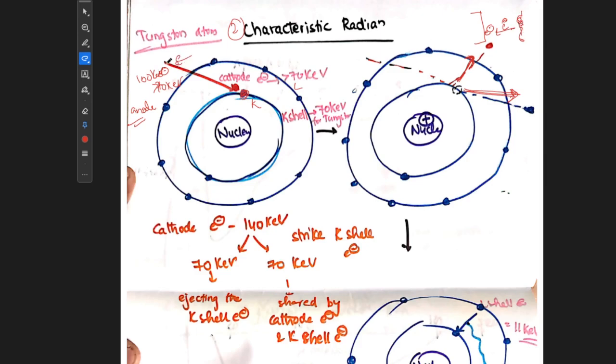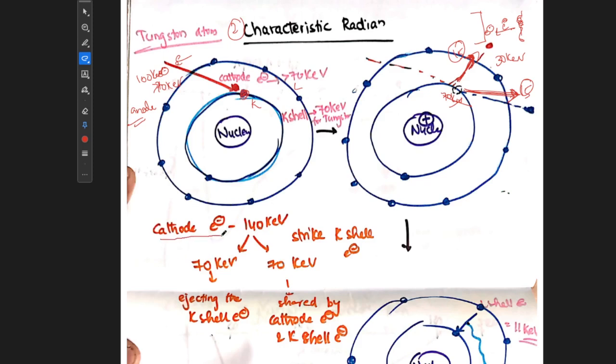When this cathode electron hits the K shell electron, the K shell electron goes in one direction, whereas the cathode electron goes in the other direction. The cathode electron loses 70 kilo electron volts of energy for displacing the K shell electron. The remaining 30 kilo electron volts of energy is shared between the K shell electron and the cathode electron, and they move in two different directions.